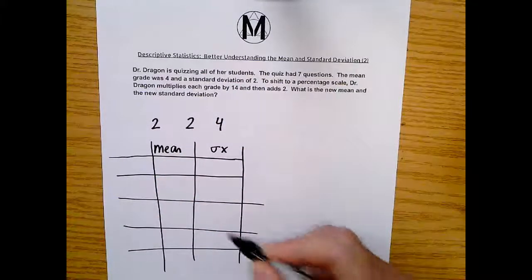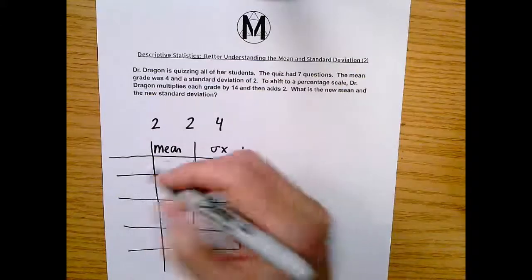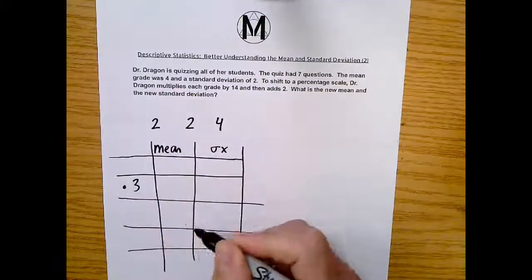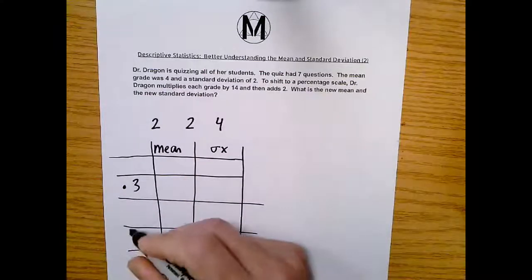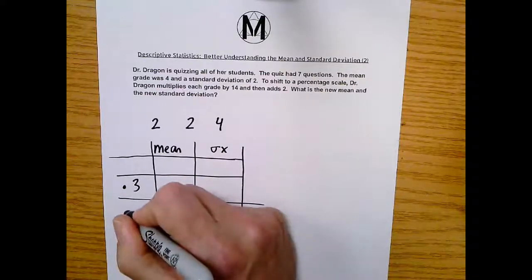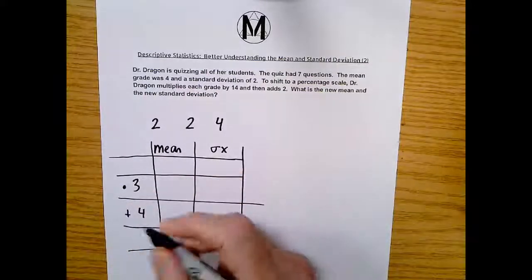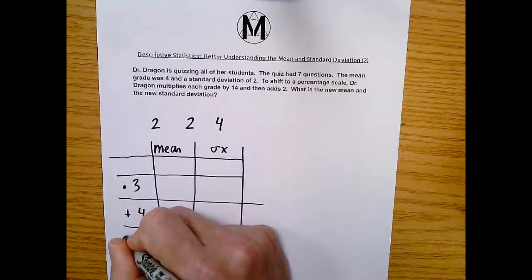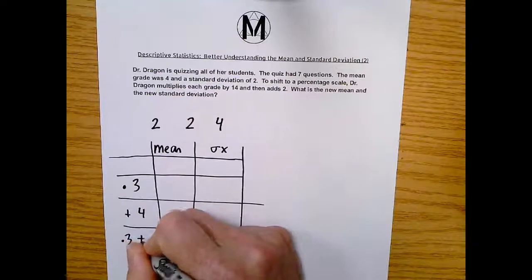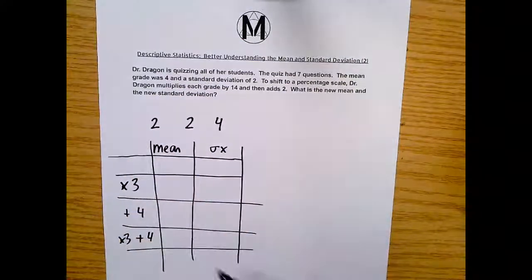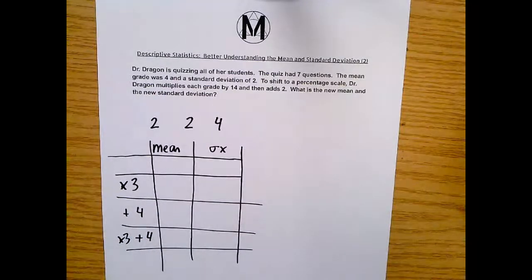Okay. So in this first situation, let's say we multiply by 3. So we're going to multiply everything by 3. In the next situation, we'll add 4. And then for the final situation, how about we multiply by 3 and add 4? Let me look like that, okay? All right, there we go. So we got 3 situations, and we'll see what happens here.